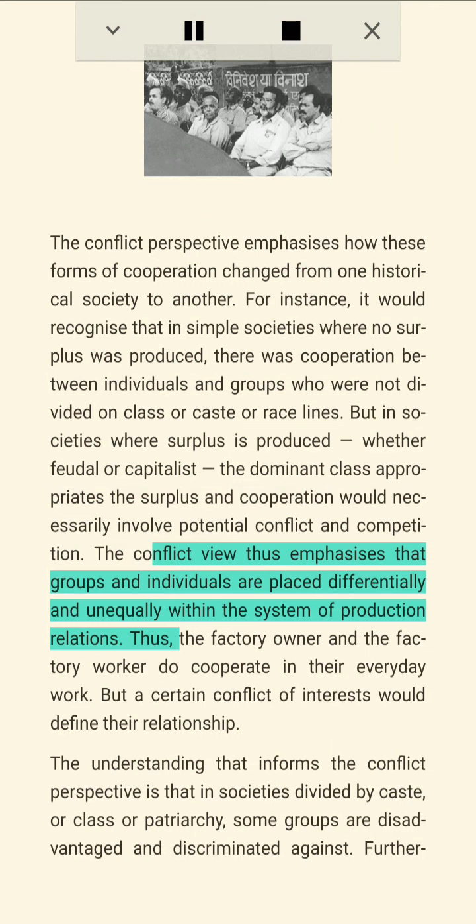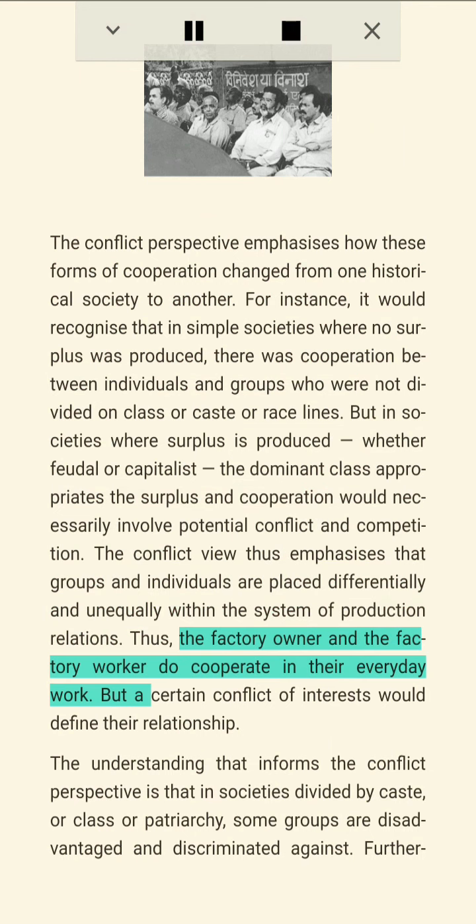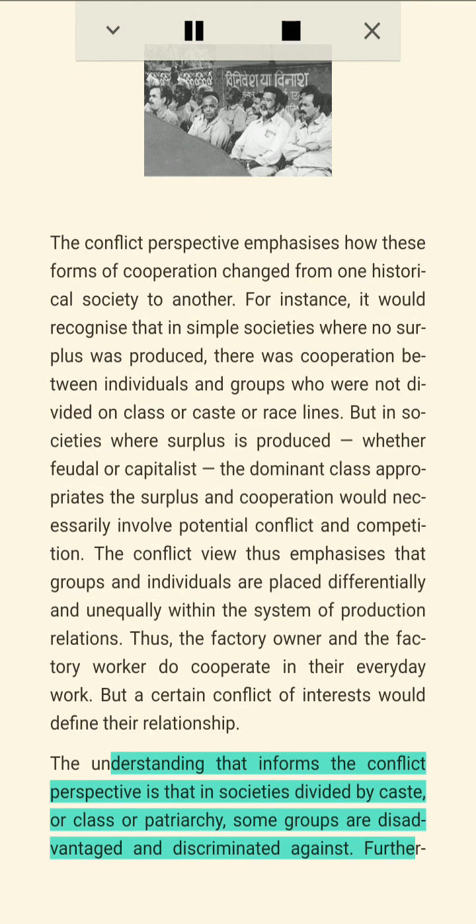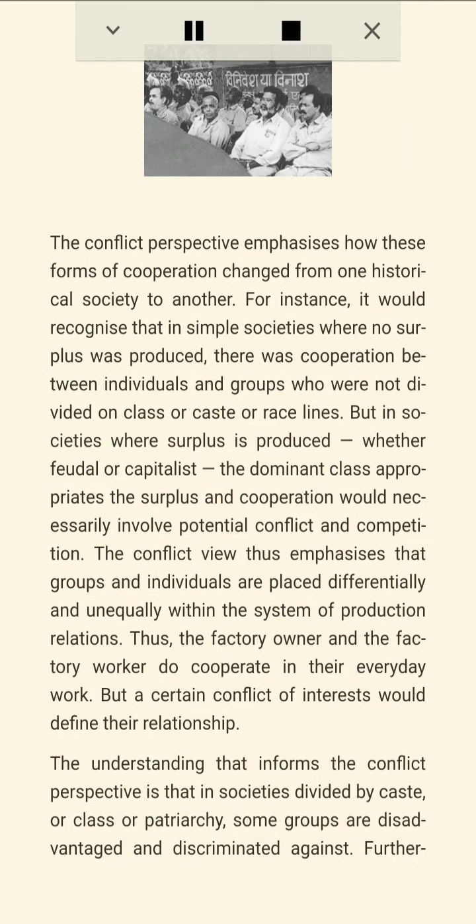The conflict view thus emphasizes that groups and individuals are placed differentially and unequally within the system of production relations. Thus, the factory owner and the factory worker do cooperate in their everyday work. But a certain conflict of interests would define their relationship. The understanding that informs the conflict perspective is that in societies divided by caste, or class or patriarchy, some groups are disadvantaged and discriminated against. Furthermore, the dominant groups sustain this unequal order by a series of cultural norms, and often coercion or even violence.